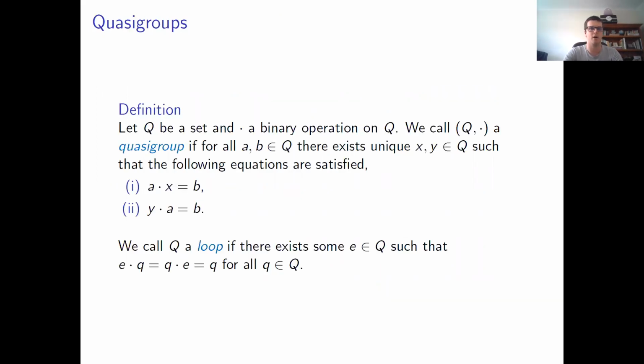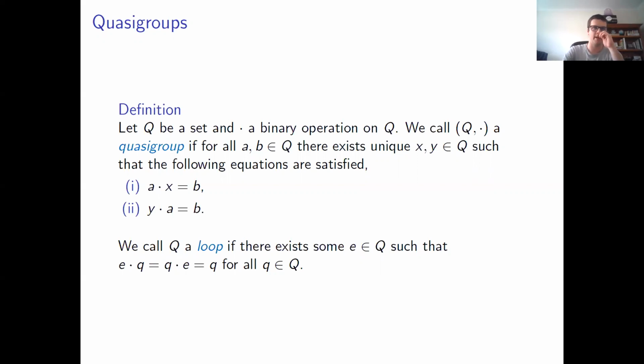And now I'll discuss how we use this construction of these Latin squares to solve a problem stated by Falconer on quasigroup varieties. So first I'll define a quasigroup. Let Q be a set with a binary operation multiplication. Then we call this pair a quasigroup if for all A and B in Q there are unique X and Y in Q such that equations 1 and 2 on the slide are satisfied. And we call Q a loop if there's an element of Q which acts like an identity.